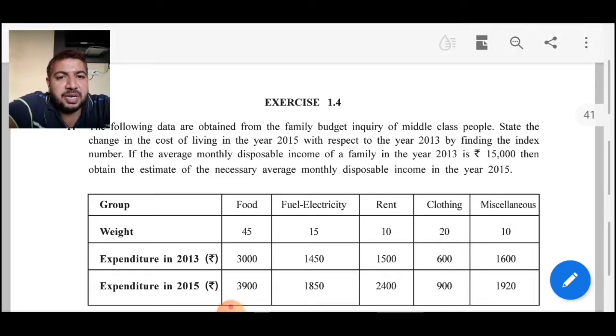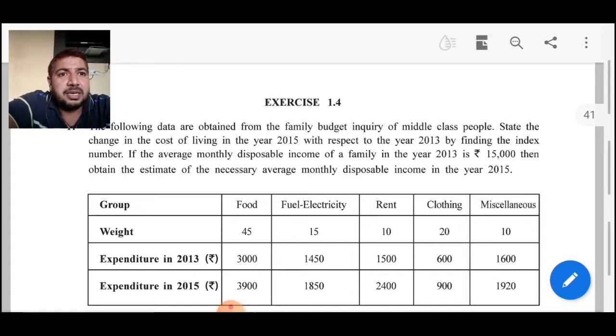They have given us different groups: food, fuel, electricity, rent, clothing and miscellaneous. They have given us weight, and in the first line we can decide which method we have to apply. It is family budget method. In the first line we can see, the following data are obtained from the family budget inquiry. So we will compute the sum with the help of family budget method.